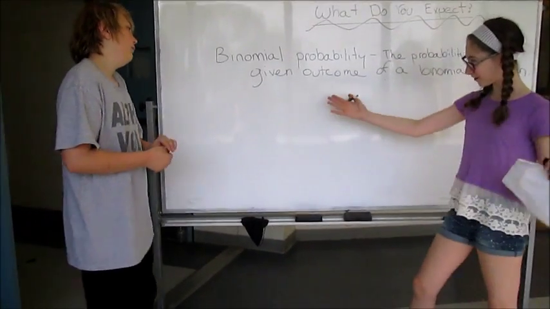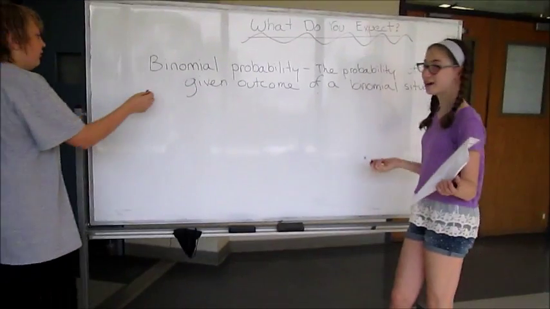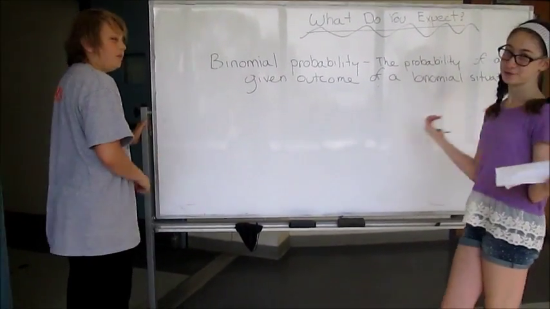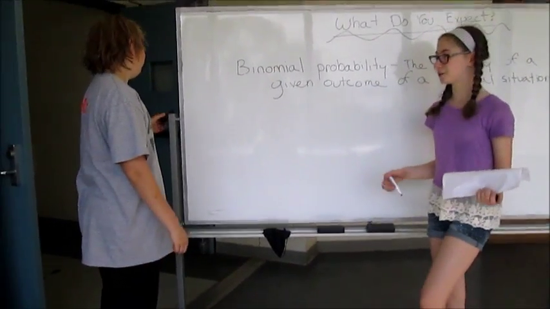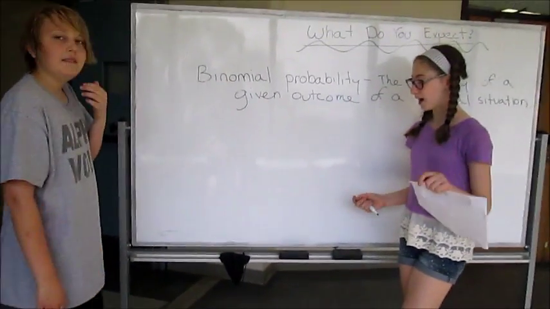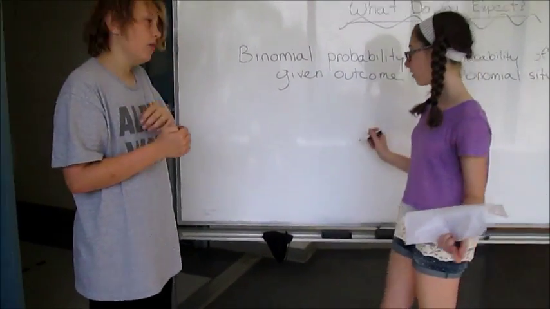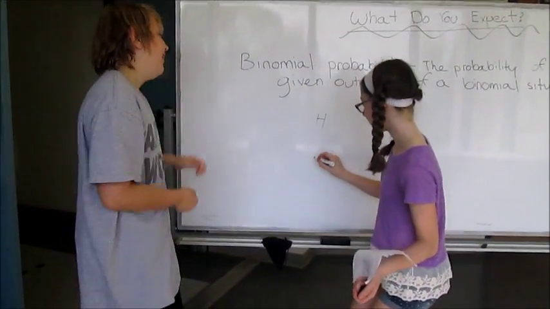Okay, so today we're going to be working on binomial probability. Binomial probability is the probability of a given outcome of a binomial situation. Now, we're going to do a binomial situation by flipping a penny and heads versus tails. So those are two different outcomes that can happen.